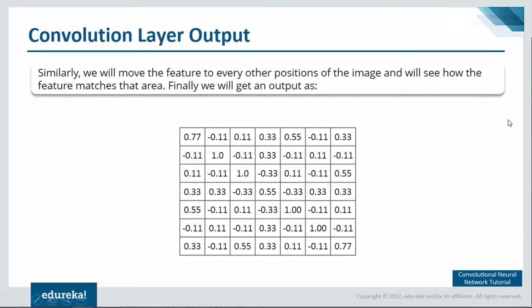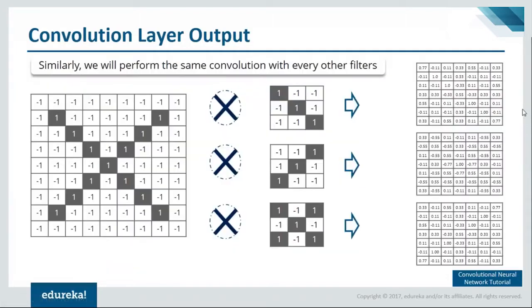All right, and this is for one particular feature. After performing the same process for the other two filters as well, I've got these two values. So we have these three values after passing through the convolution layer. Let me give you a quick recap of what happens in the convolution layer.